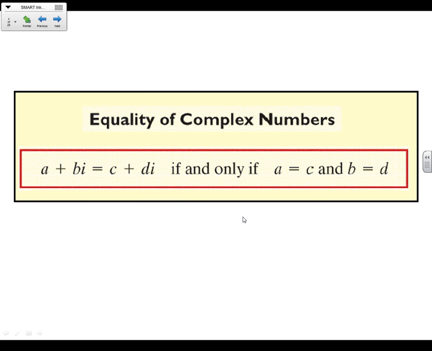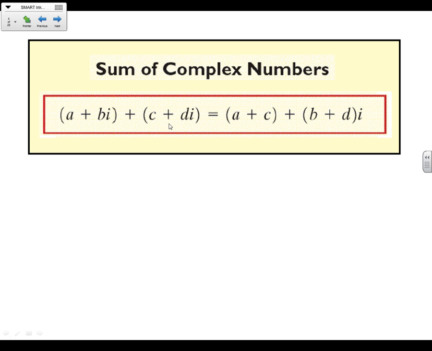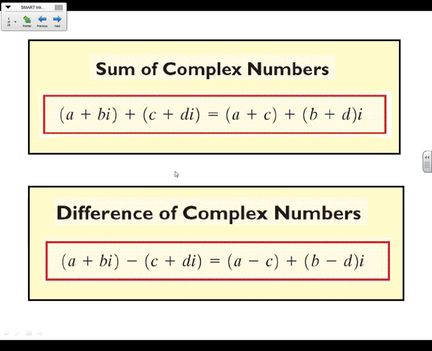So, first up, a plus bi equals c plus di if a is the same as c and b is the same as d. This is the equality of complex numbers. So 5 plus 6i is the same as 5 plus 6i. Here's the thing we're going to be using a lot. For a plus bi plus c plus di, we add up the real numbers and we add up the imaginary numbers. We'll see that in an example in a second. And if we subtract, we subtract the real numbers, a minus c, and we subtract the imaginary numbers.